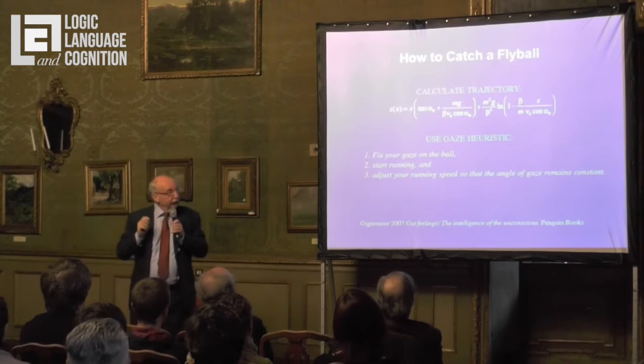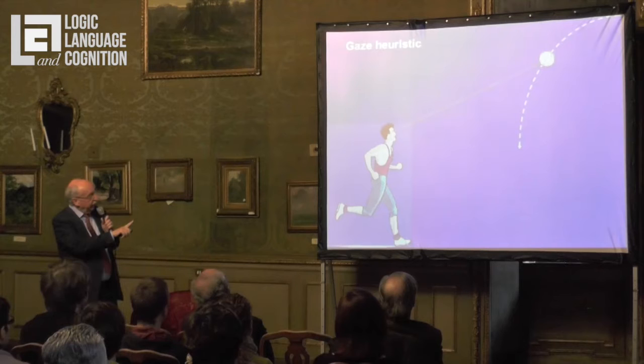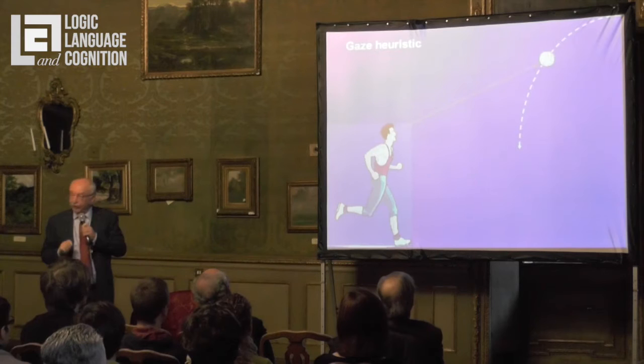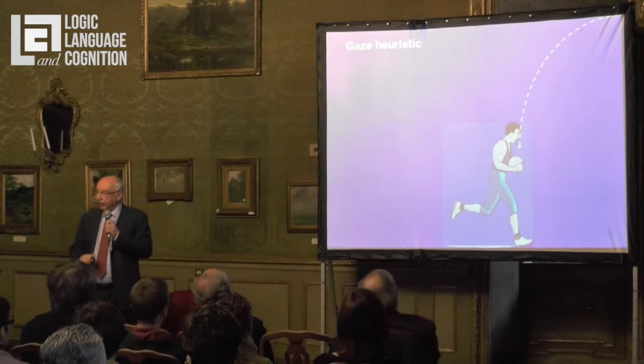So this player does exactly that. He is running in a way so that the angle of gaze remains constant. And then watch what happens. He will be exactly there where the ball is coming down. Do you want to see it again?